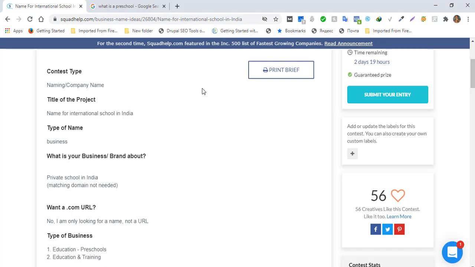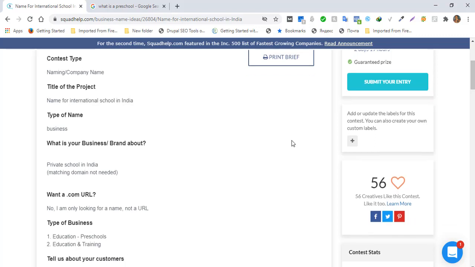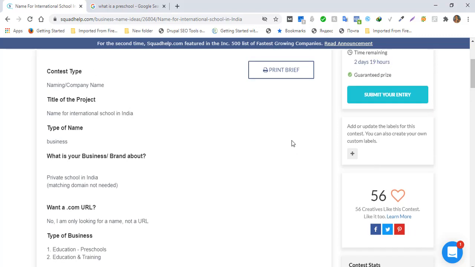If possible, you can even print it out. That's why they put it here. You print it out, then you sit down, you pore through it, keep it aside, then you go through it another time and generate name ideas. Now, contest type, naming, and company name for international school, that's the project title, name of an international school in India, and the type of name is a business name.